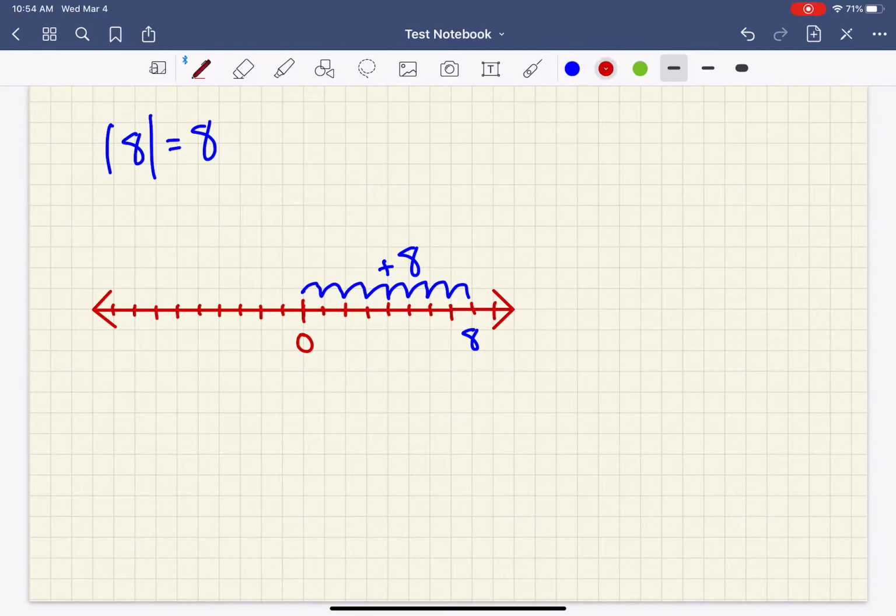But in the same way, if we have the absolute value of negative 8, well, that's also going to be 8, because negative 8 is still 1, 2, 3, 4, 5, 6, 7, 8 away from 0. And it doesn't really matter if it's positive or negative. We're just talking about distance when we're talking about absolute value. So let's talk about how we might use absolute value within the scope of larger mathematical problems.